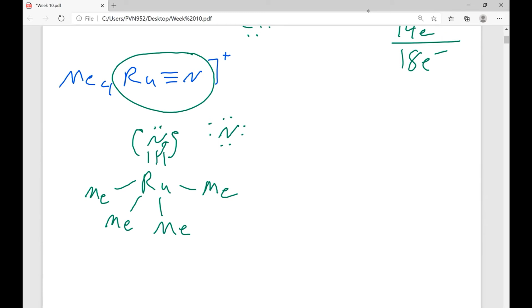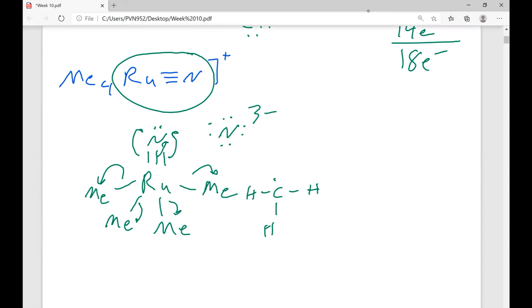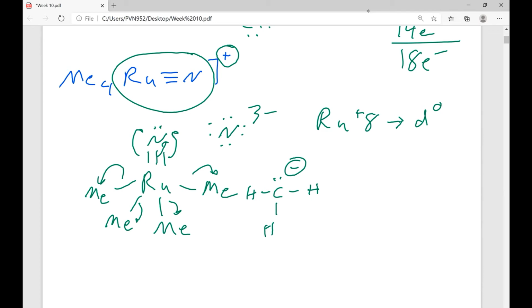So we come up with the nitrogen popping off the metal center, and this nitride ligand is actually going to have a 3- charge. Each one of these methyl groups is going to have a -1 charge. So if you push electrons off the methyl groups, you'll get something like that, with a carbanion being formed, and we have the plus charge. So this is actually a ruthenium +8 species, and that has 0 d electrons.